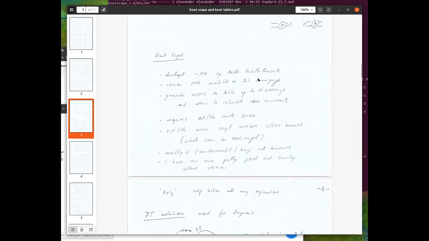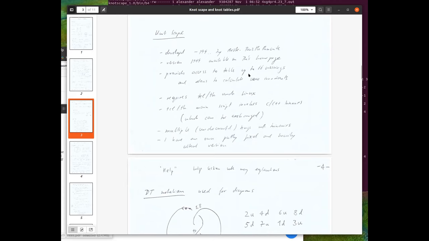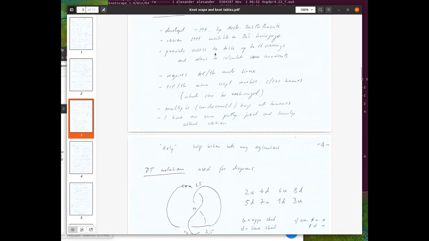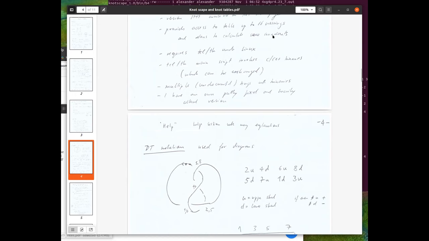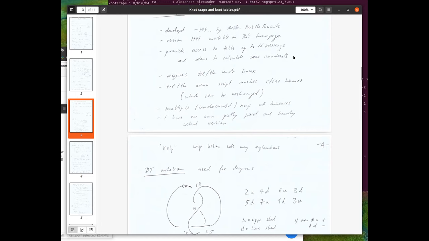And now I should say something about Knotscape. I showed this briefly last time. It was developed in the 1990s by Hoste and Thistlethwaite, and there is a version of it from 1999 which is available on Thistlethwaite's homepage. It does several things. Mostly it is an interface that provides access to tables of knots up to 16 crossings, and allows you to calculate some invariants. To remind you why we need invariants: if you want to prohibit that there exists a sequence of Reidemeister moves between one diagram and another, invariants are used to distinguish knots.